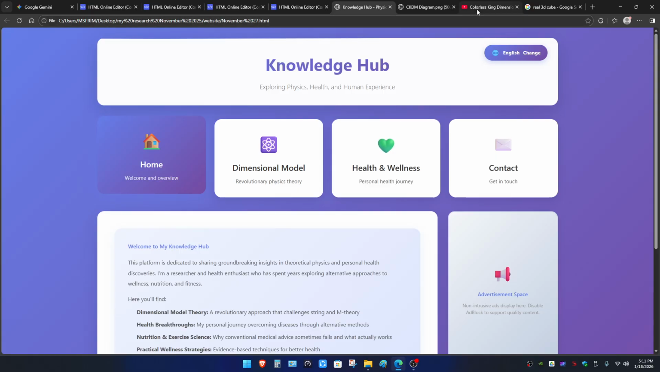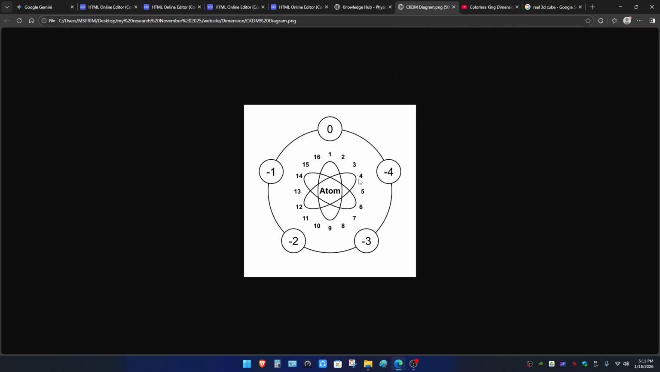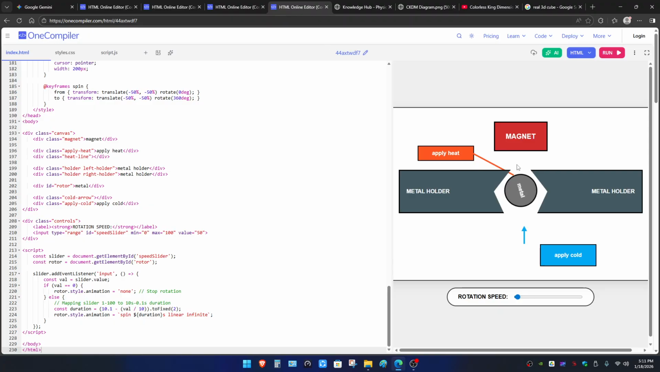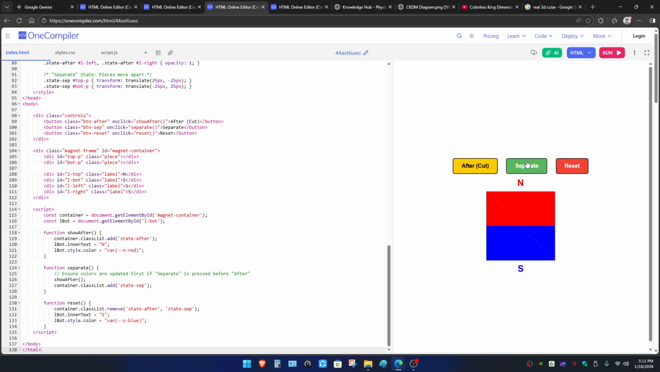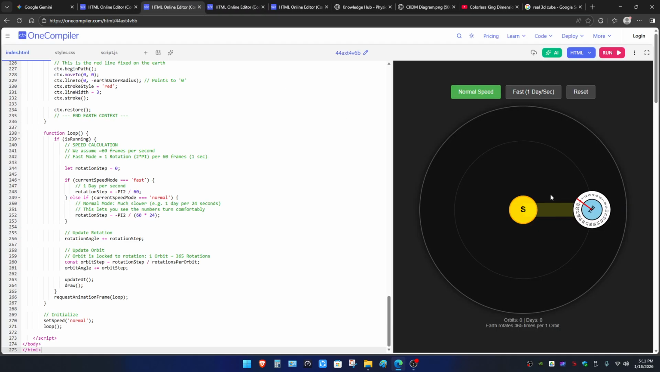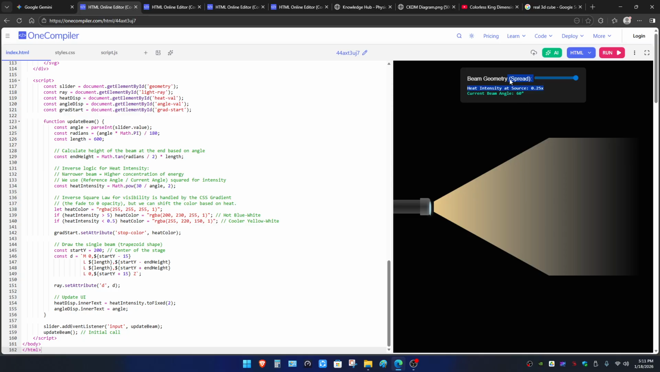My name is Mr. Colorless King, and today I will be talking about the second dimension, not second, the third dimension of the CKDM model. So without further ado, let's get started. Today you will learn a lot of information. I have actually made four models to understand what this 3D concept really is.